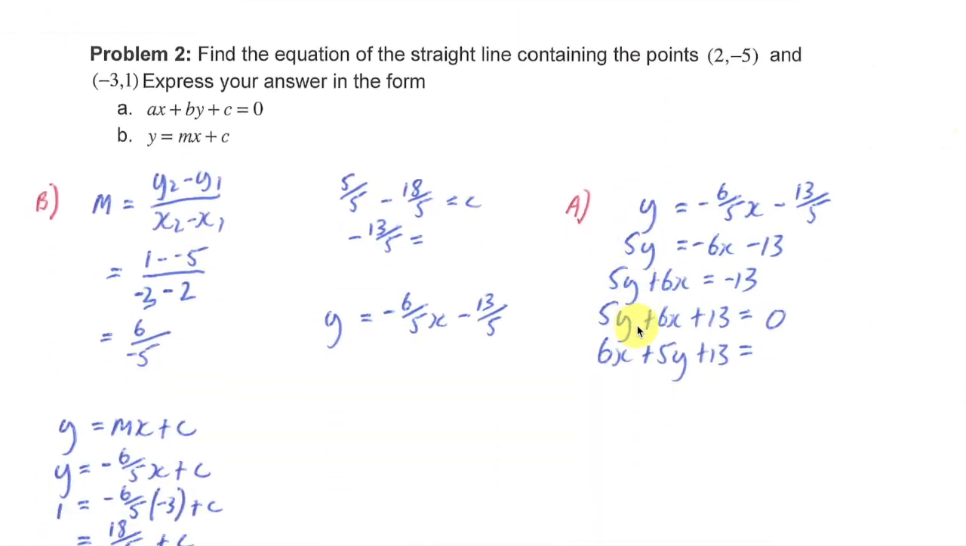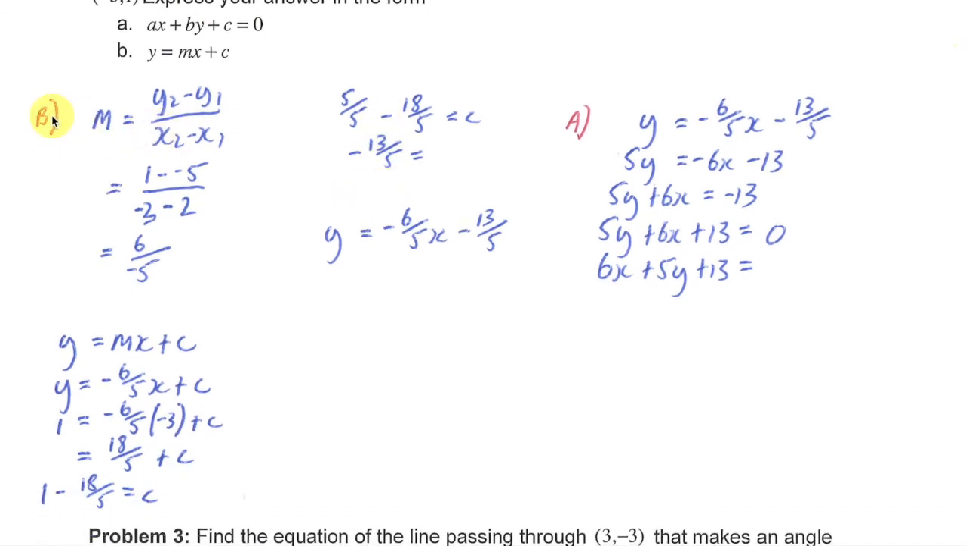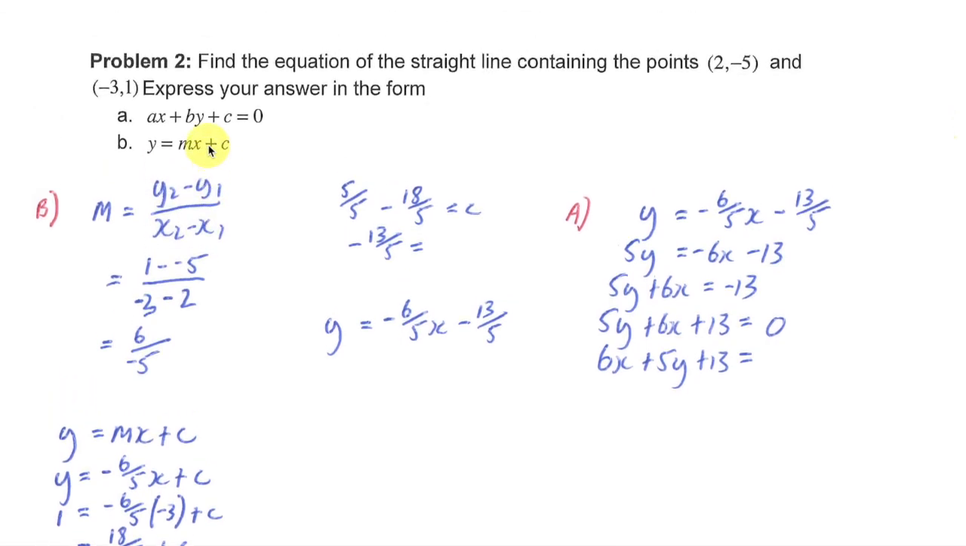Problem 2, find the equation of a straight line containing the points 2, -5 and -3, 1. Express your answer in, again, guys, y equals mx plus c. We'll deal with that first, and then that second representation. So firstly, let's work out what the gradient is. So it's y2 take y1 over x2 take x1. I'm seeing this point here as being x1, y1, and this point as being x2, y2.